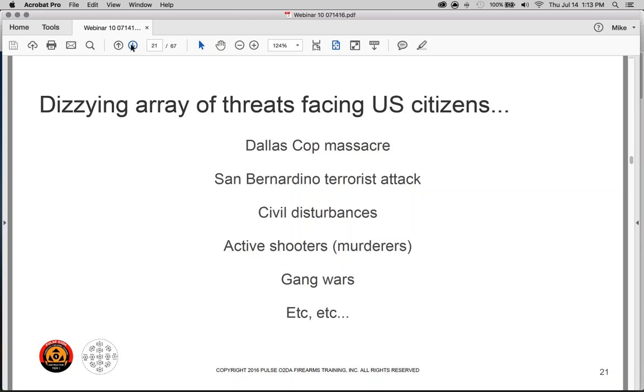Active shooters we've been well aware of, or active murders. Simply because they're using a gun does not necessarily mean it's bad, because the good guys will be shooting back in order to neutralize that active murderer. Gang wars, the array goes on and on.